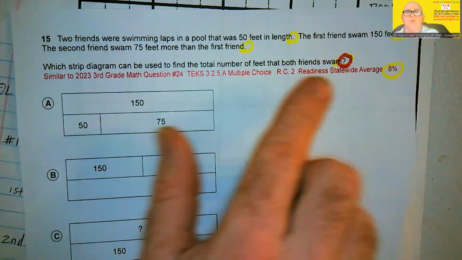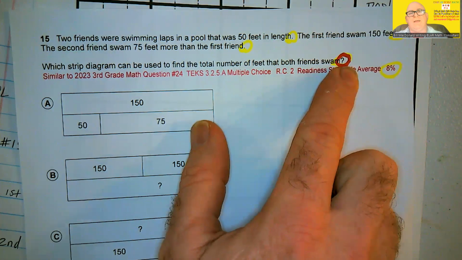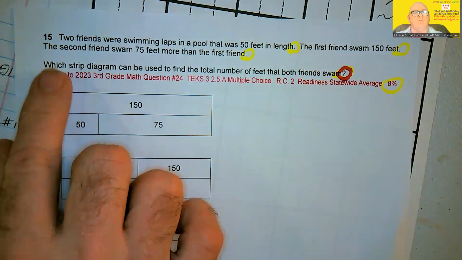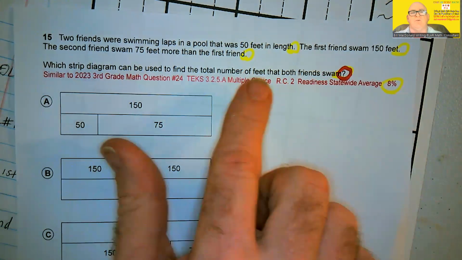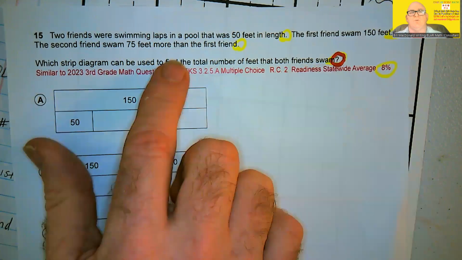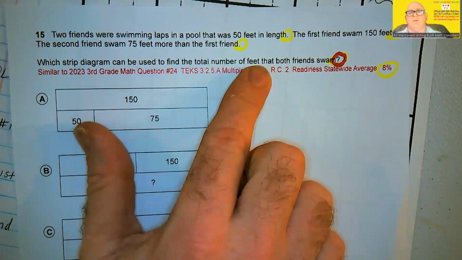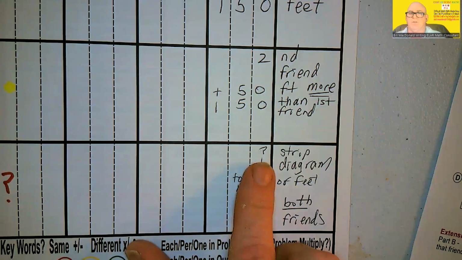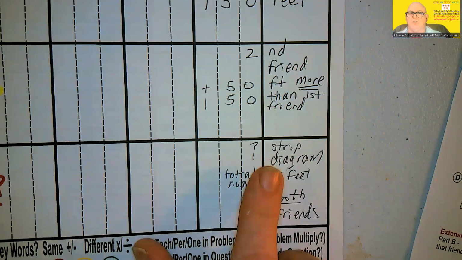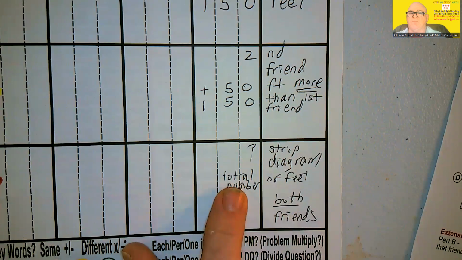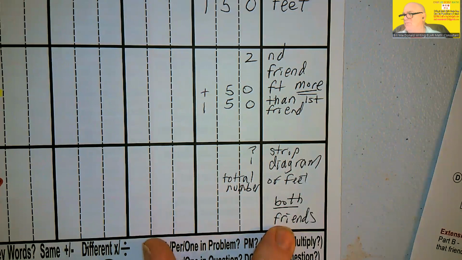Okay, so then we'll get to finally the question mark where the road ends and where we start to try and figure out how to work our way through the problem. Which strip diagram can be used to find the total number of feet that both friends swam? So total number in feet, both friends. Let me show you that on my mathematics chart. The total number in feet, which strip diagram, of the four that are there, the total number of feet for both friends.